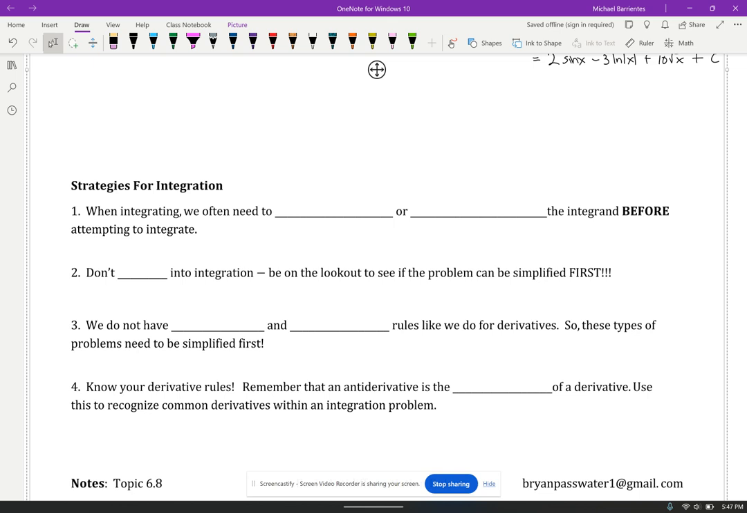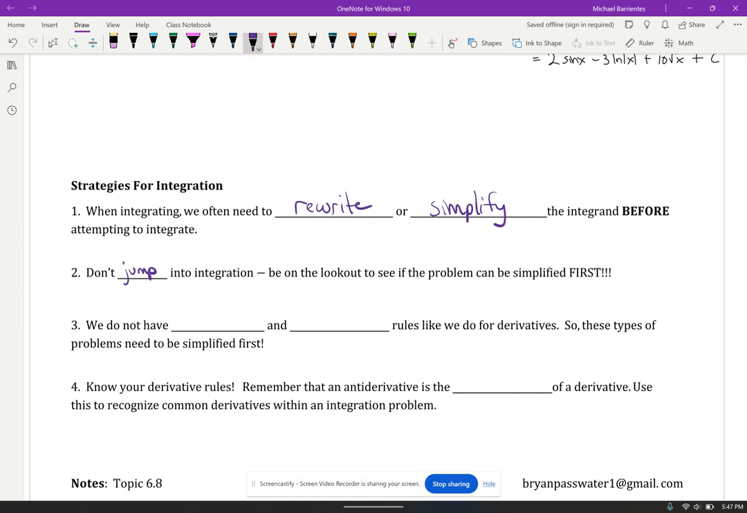Whenever you're integrating, remember we often need to rewrite or simplify the integrand before attempting to integrate. So, don't just jump into integration, right? You got to see, can we simplify the problem? Can we rewrite the problem in order to make it look nicer, in order to take an easier antiderivative?